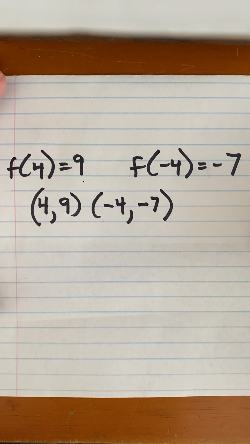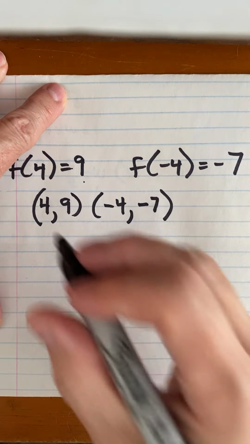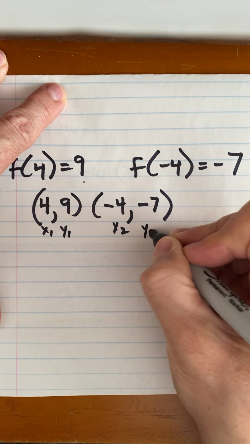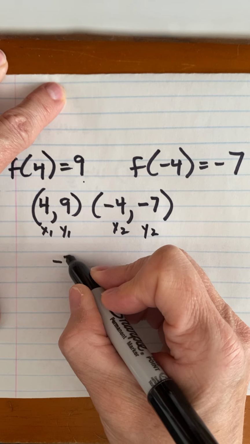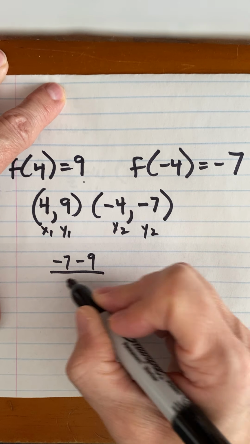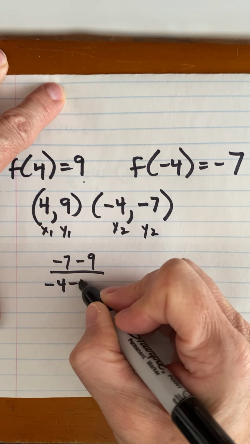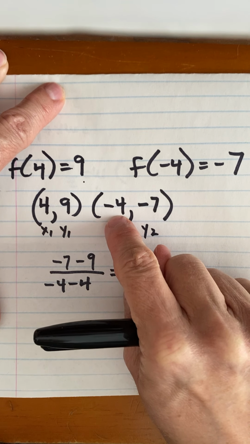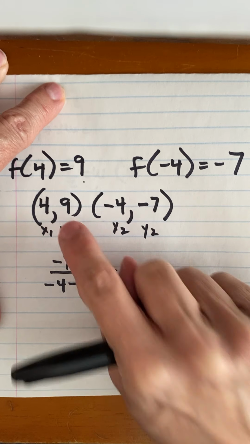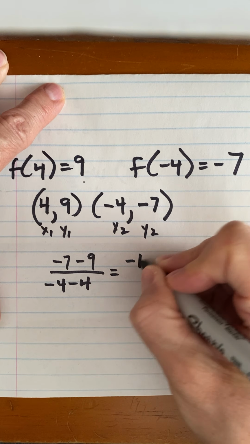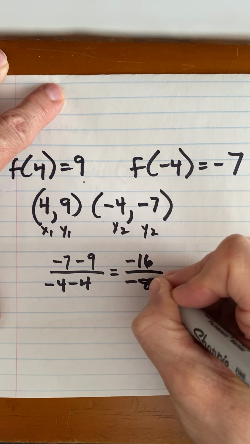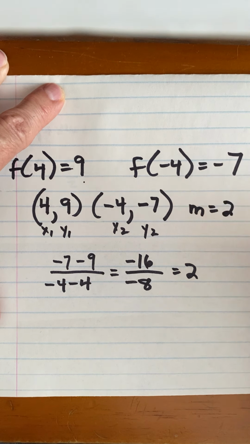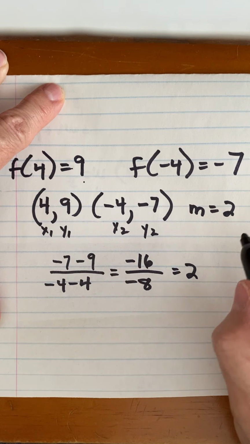Okay, given 2 points, what do you do? Given 2 points, you always find the slope. X sub 1, y sub 1, x sub 2, y sub 2. I do y sub 2 minus y sub 1 over x sub 2 minus x sub 1. Now be careful here. Some of you say negative 4 minus 4 is 0. No, negative 4 minus 4 is negative 8. So this is negative 16 over negative 8, which simplifies to a positive 2. So m equals 2.